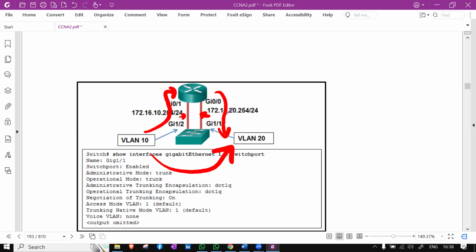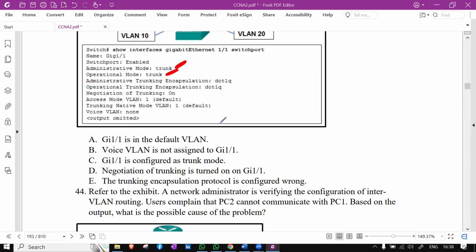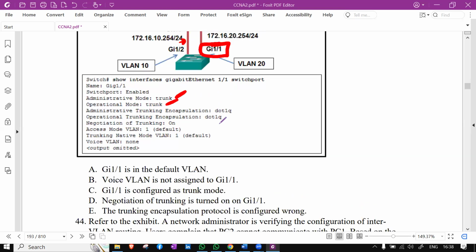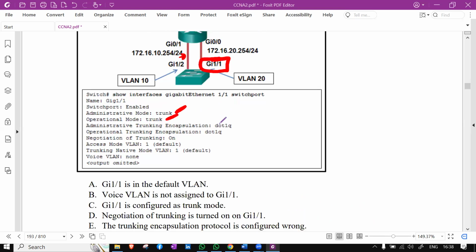Yes. It's different from router on a stick. In router on a stick, we need a trunk because the same physical link carries multiple VLANs. But here that is not the case. So this port should not be in trunking mode. You get what I'm saying? Yeah, I get it now. That's the huge difference between legacy and router on a stick.